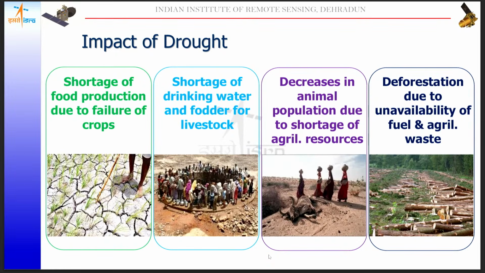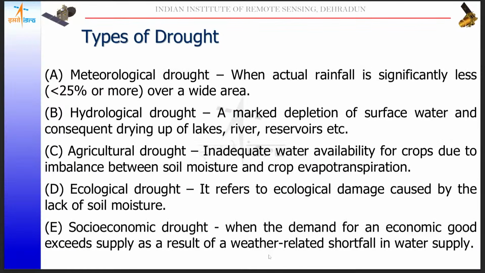Then shortage of drinking water and fodder for the livestock is also a major impact. Then a decrease in animal population, and deforestation due to unavailability of fuel and agriculture waste. So there are a number of impacts of droughts which are easily visible to our eyes in many parts of our Indian region. Now come to the types of drought.